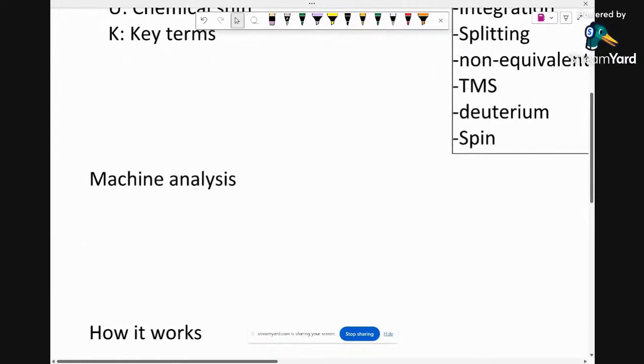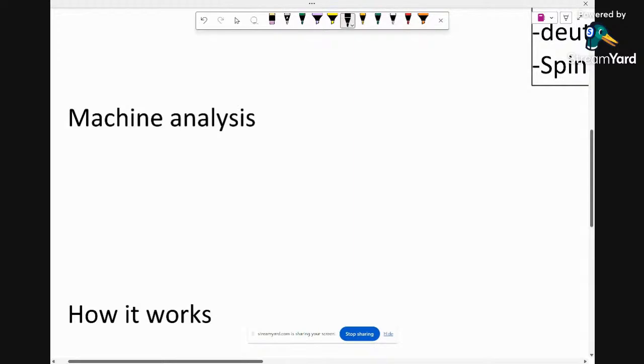Okay, so NMR, where do we start? So NMR is part of what's called machine analysis. So this is just one part of machine analysis.